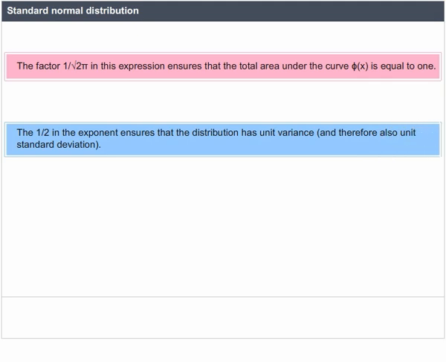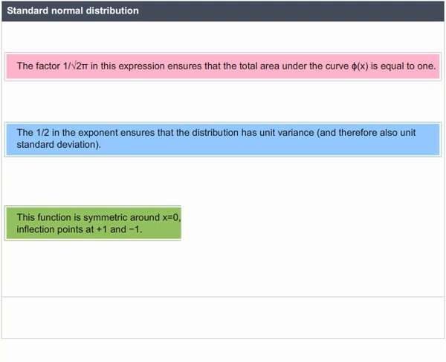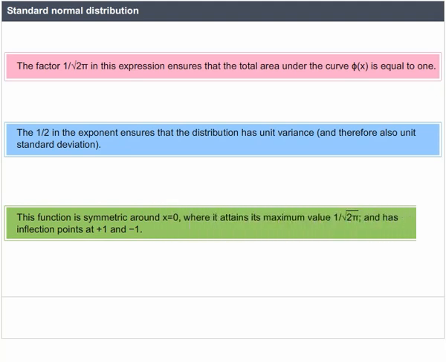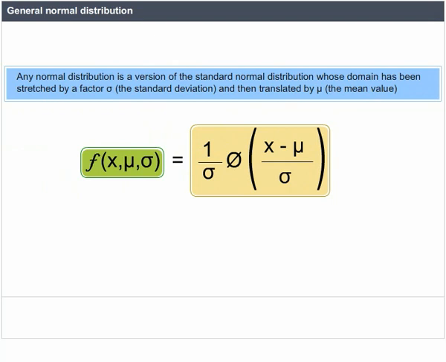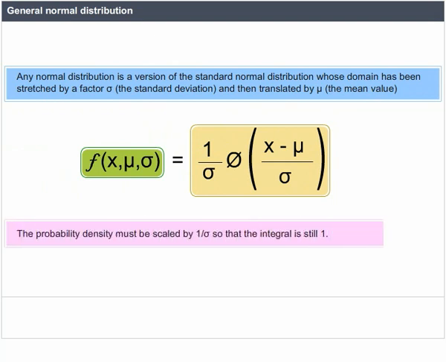This function is symmetric around x equals 0, where it attains its maximum value 1 by the square root of 2 pi, and has inflection points at plus 1 and minus 1. General normal distribution. Any normal distribution is a version of the standard normal distribution whose domain has been stretched by a factor sigma, the standard deviation, and then translated by mu, the mean value. f of x comma mu comma sigma equals 1 by sigma times phi of (x minus mu) by sigma. The probability density must be scaled by 1 by sigma so that the integral is still 1.